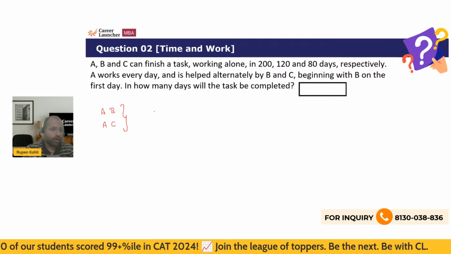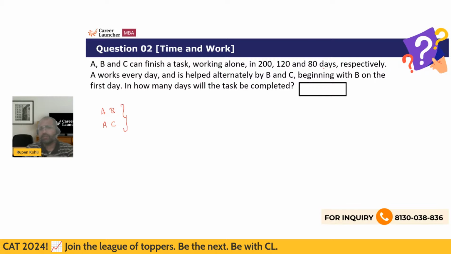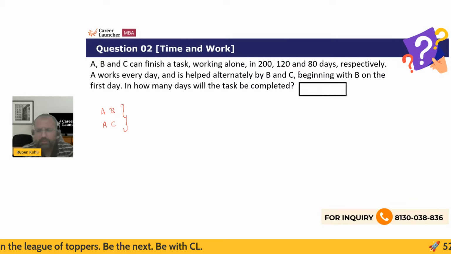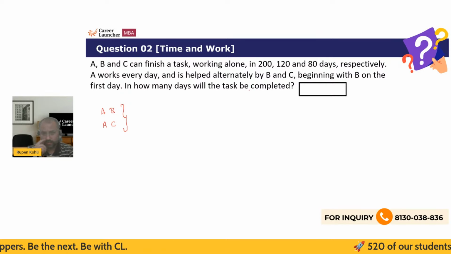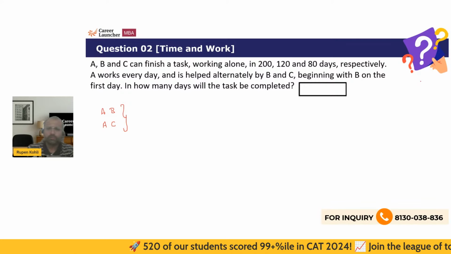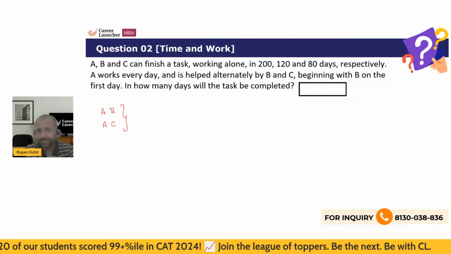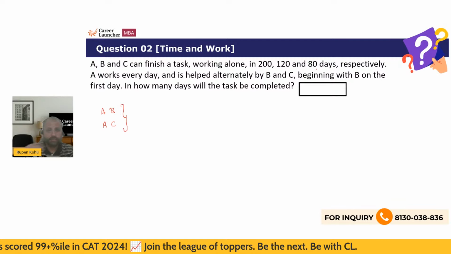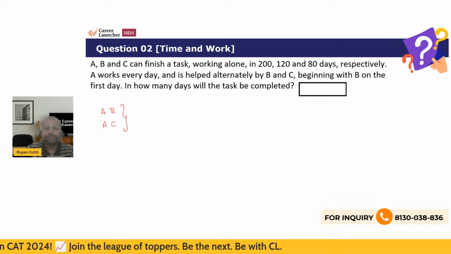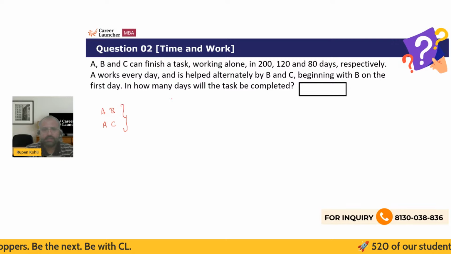Now, how do we find this? Whenever time is given, we should assume the total work. The idea is to take the total work to be a common multiple of the time periods. So what's the LCM of these numbers? Just work on that, you'll get 1200. Easily. So let's assume your total work as 1200 units.